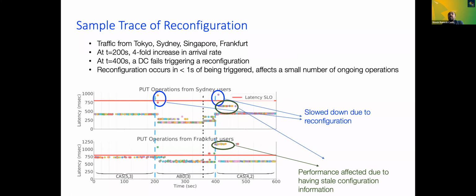The reconfiguration itself happens very quickly. It completes within less than a second of being triggered. A small fraction of concurrent operations are slowed down, around a 500 millisecond penalty here. In our implementation, some operations are slowed, not during reconfiguration, but after moving to the new configuration. This is because some clients do not have the latest configuration information and have to burn a round trip time to acquire this information.